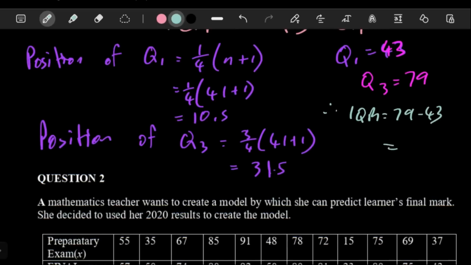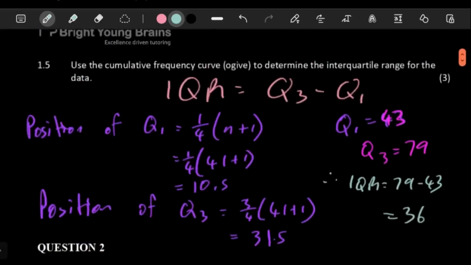79 minus 43, that's roughly 36. So this is 36. There you go. That's your interquartile range. So we're going to move on to question number 2.